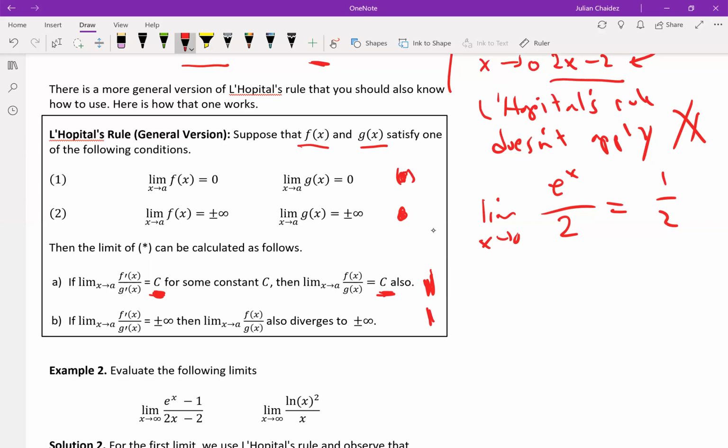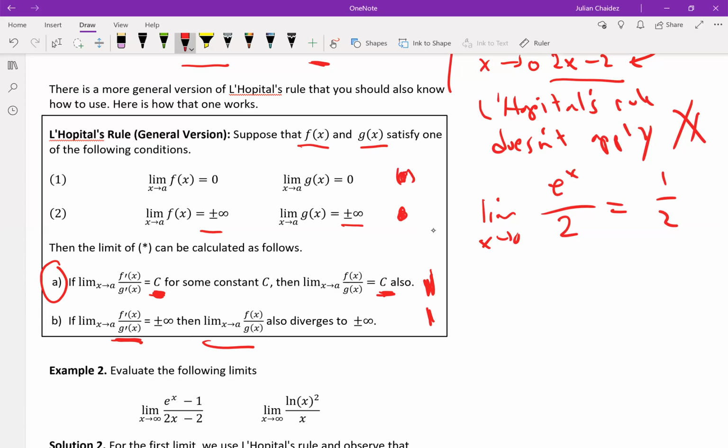So this part A is basically saying exactly the same thing as the first L'Hopital's rule, except now I can use it when f and g go to plus or minus infinity. Okay, and then the second possibility tells you that if the ratio of the derivatives, f prime of x over g prime of x, goes to plus or minus infinity as x goes to a, then the limit of f of x over g of x also does that. So it also diverges to plus or minus infinity.